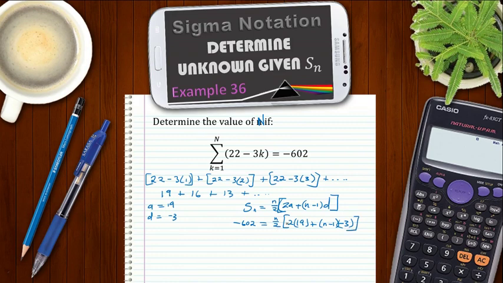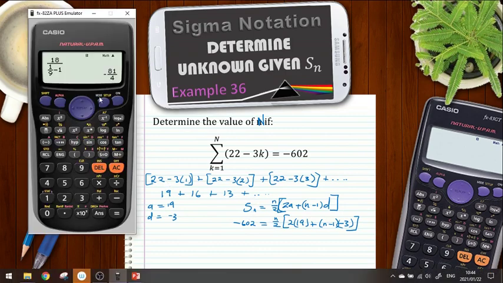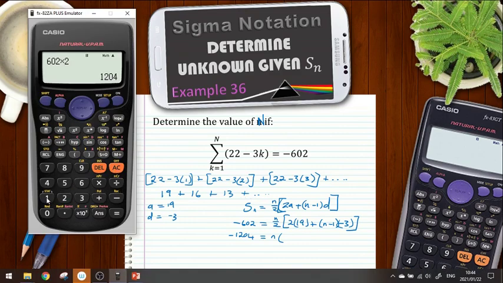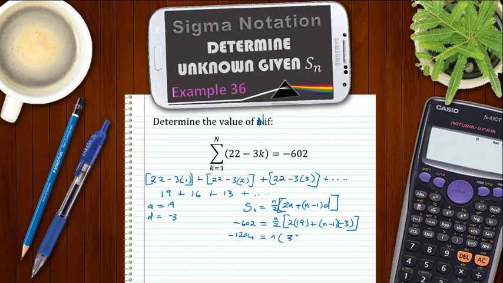Okay, to simplify this, let's multiply both sides by 2 just to get rid of this fraction. Then I get 602 times 2, so that gives me negative 1204 is equal to, now inside here I can simplify this. 19 times 2 is 38. Then multiply the negative 3 into the bracket. We've got negative 3n plus 3.